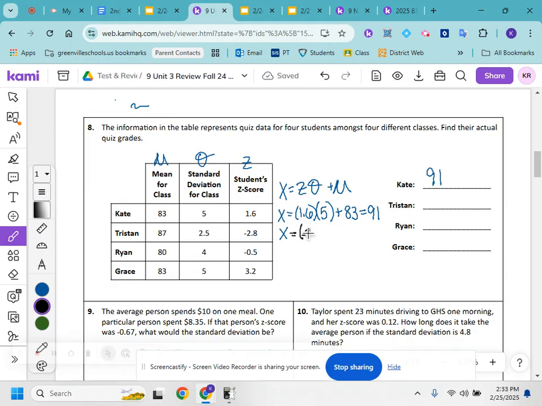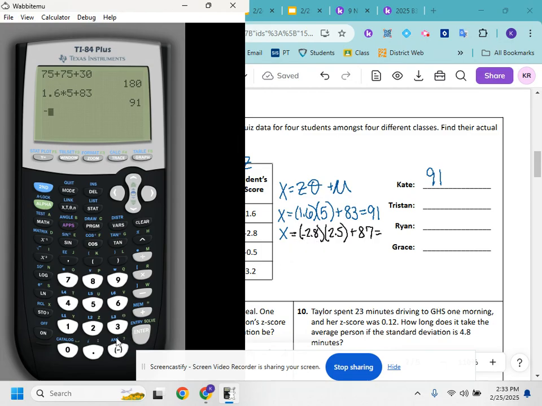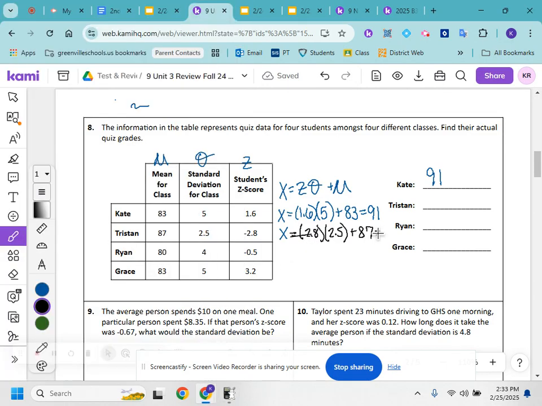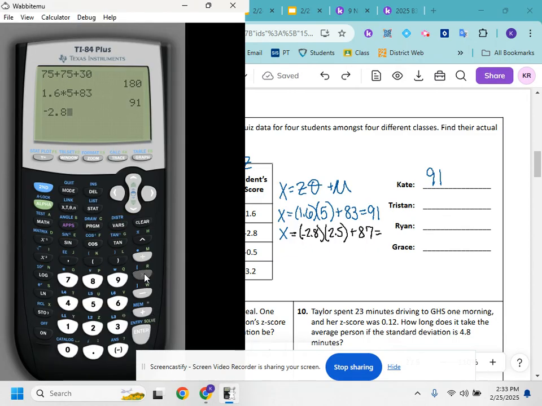The z-score is negative 2.8. His standard deviation is 2.5. And the mean for that class was 87. Put it all in the calculator. This is below the mean, so he should have a score lower than 87. If you get something higher than 87, you did it wrong. The answer is 80.